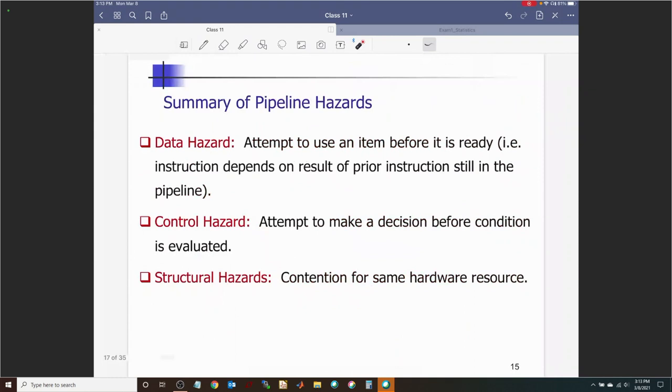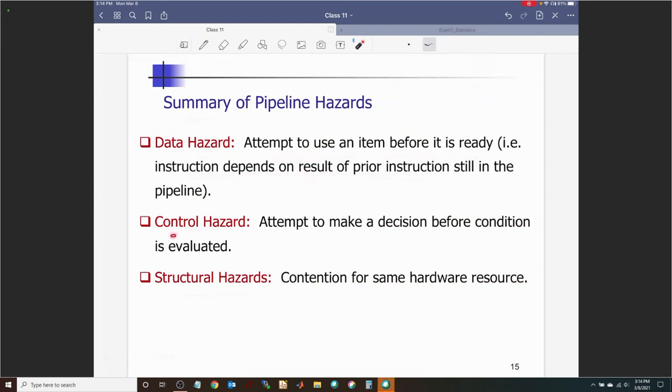All right. So let's summarize the three pipeline hazards. One is the data hazard, control hazard, structural hazard. Data hazard was what? Attempt to use an item before it is ready. That is, instructions are depending on the result of the prior instruction still in the pipeline. If you do that, then you will actually work off of the value that was there before the instruction was executed. So not the new result, but the old result.